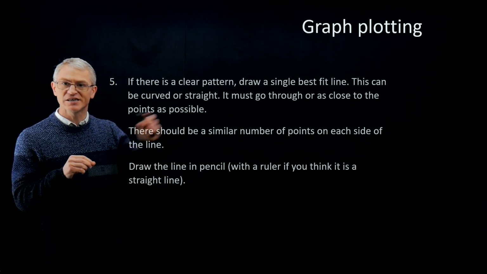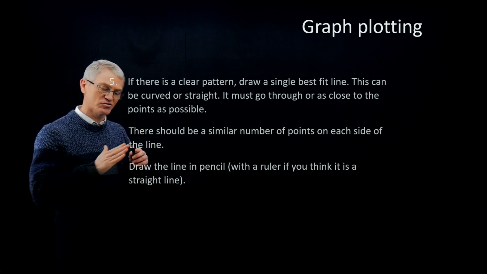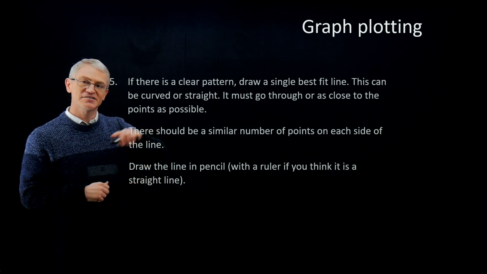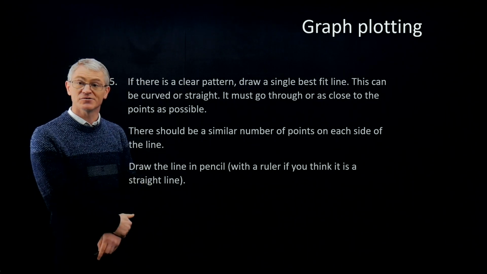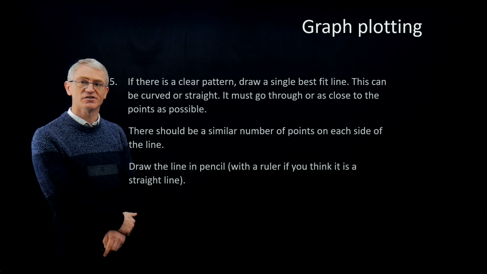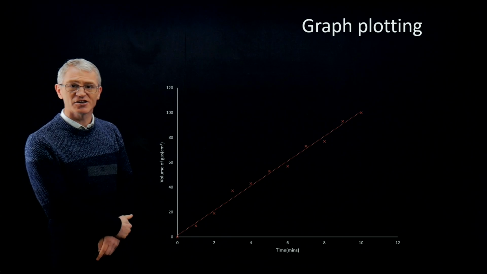It does not have to go through each cross. It just has to follow the general trend, with the same number of marks on either side of the line. Draw the line in pencil, just in case you get it wrong, and you can remove it and then go over it again. Now, here is an example.